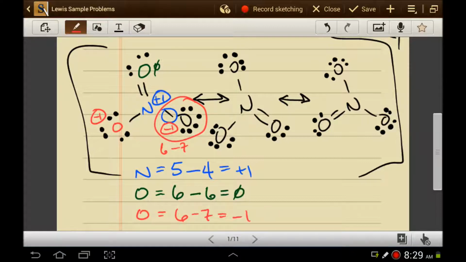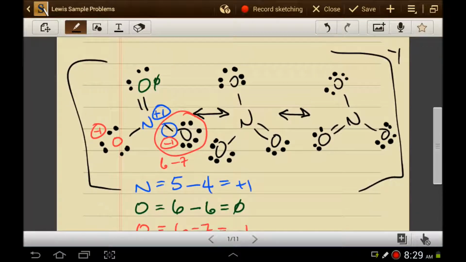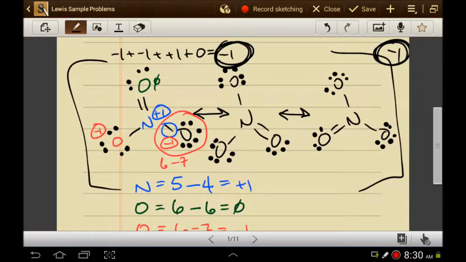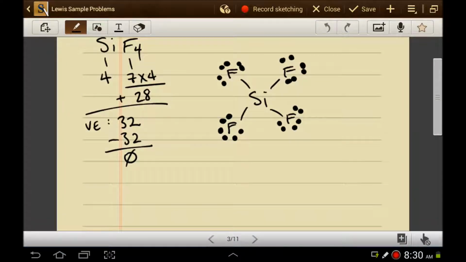And if you look at the formal charges on this structure here, the -1 plus the -1 plus the +1 plus the 0, this adds up to -1, which is the overall charge of the ion. So your formal charges should add up to be the overall charge of the compound or the ion. Let's look at the formal charges involved in our silicon tetrafluoride.